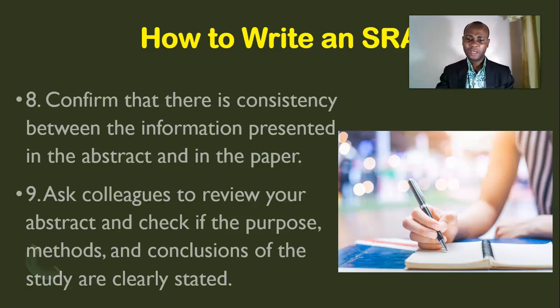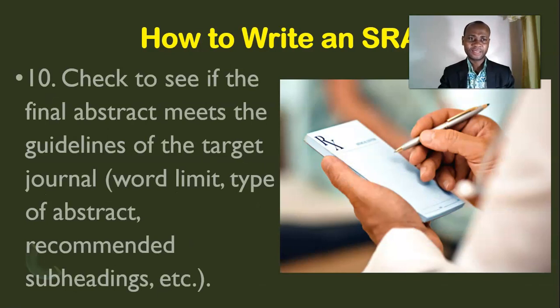and then in so doing, they will help you to clarify all the things which are not clearly indicated. Number 10, check to see if the final abstract meets the guideline of the target journal, okay? In terms of the word limit, the type of abstract, and then the recommended subheadings. So after you're done, you have to cross-check after your colleagues have checked for you. Now go back to the journal and check if you met the standard or not.